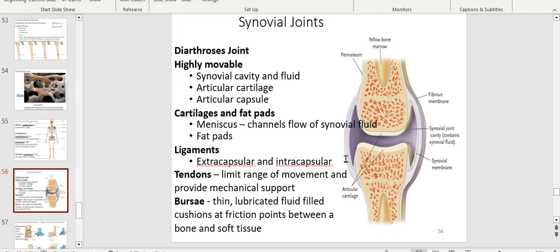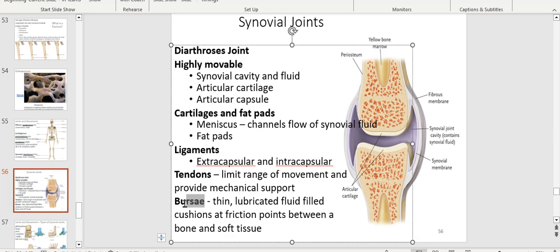There's meniscus, and channels allowing the flow of synovial fluid. Fat pads, and ligaments there. There are extracapsular and intracapsular ligaments. Tendons limit the range of movement and provide mechanical support.